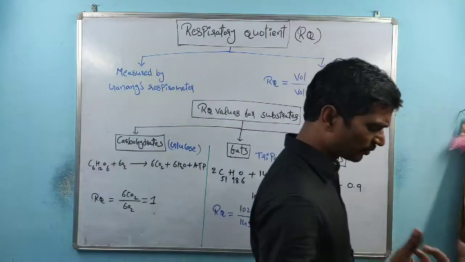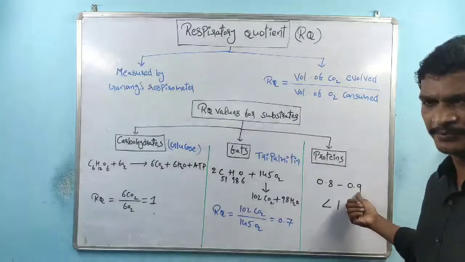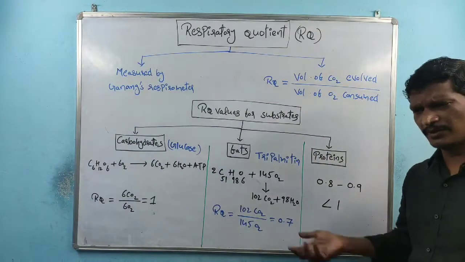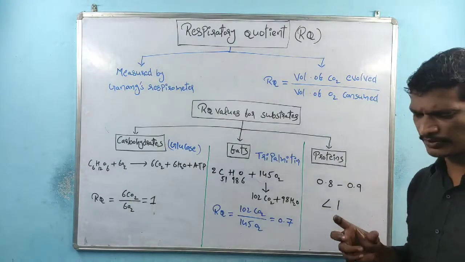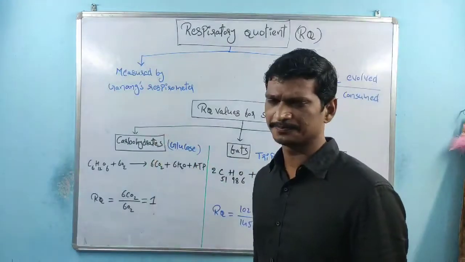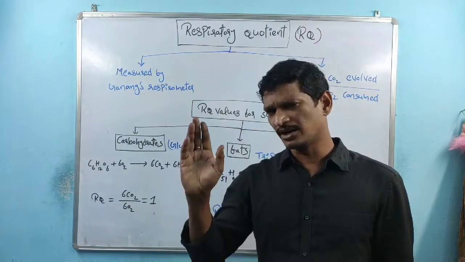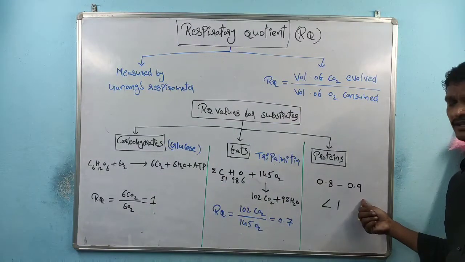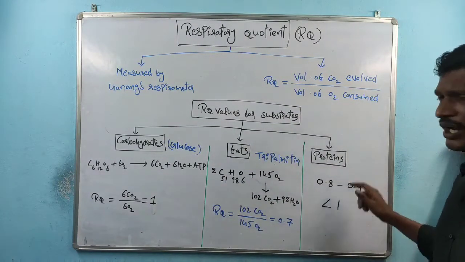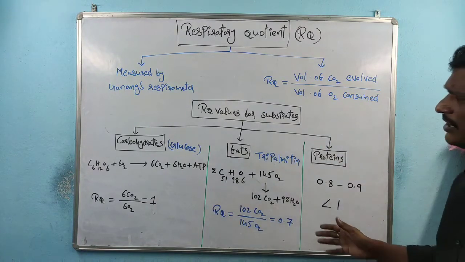And the last one is the proteins. Remember the proteins RQ value. The main standard value is 0.9. But in some books there is an average range of 0.8 to 0.9. Suppose in one bit the RQ values for the proteins are given as 0.7, 0.8, 0.9, and 1. In that case, we have to choose 0.9 as the answer. So proteins are always less than 1. The RQ value of proteins is always less than 1. So that is about the RQ values for the substrates.